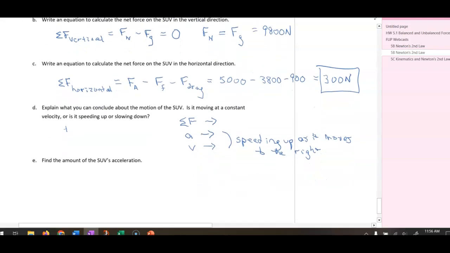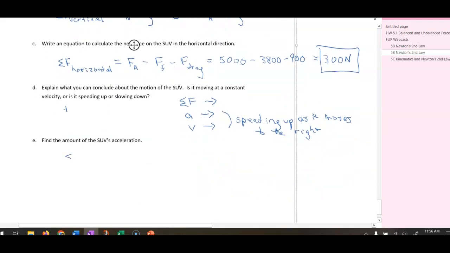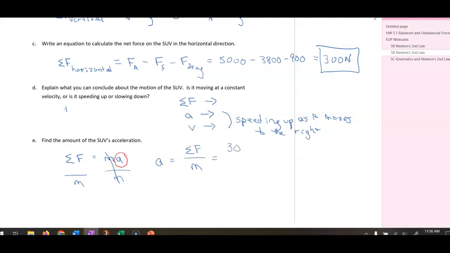And so let's find the amount of the acceleration. Well, I know that the net force equals the mass times acceleration, right? That's Newton's second law. I need to solve for acceleration, so I'm going to divide both sides by mass. And so the acceleration is going to be the net force divided by the mass, which is 300 newtons, divided by the 1,000 kilograms. And so that is 0.3 meters per second squared. That's a 3.